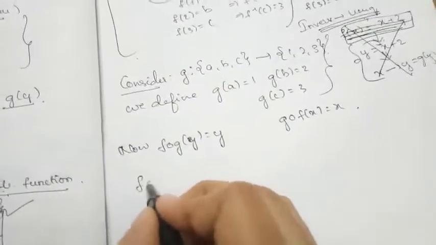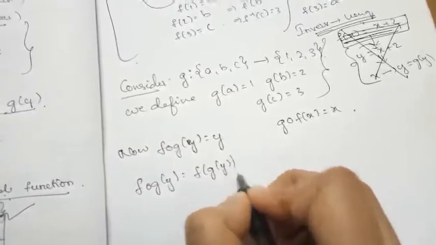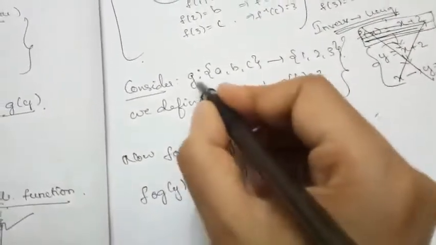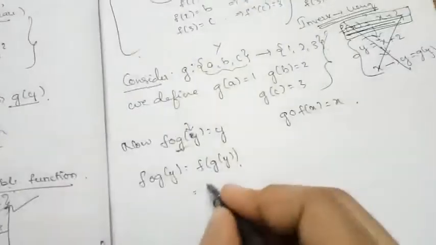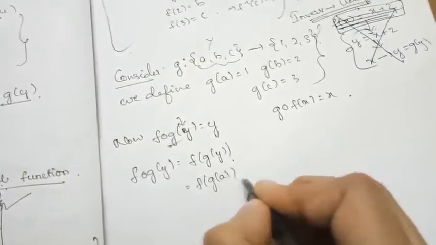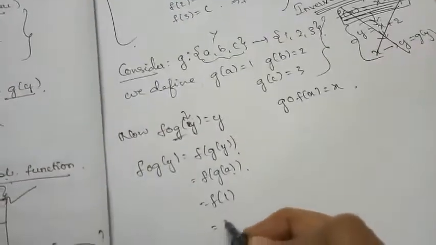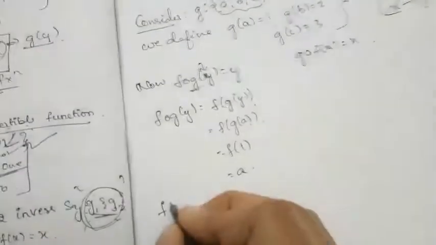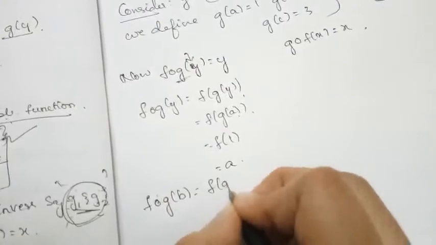That is f of g of y. So what are we inputting here? We are inputting from the domain of the function g, that is a, from this set y. So f of g of a. What is f of g of a? g of a is 1, so f of 1 is a. So what we inputted, we got the same thing. Similarly for f of g of b, what is g of b? It is 2.